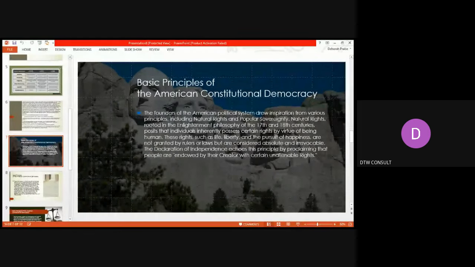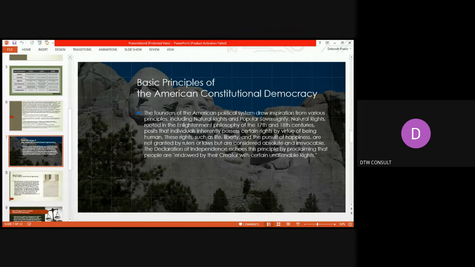These fundamental elements are important for you to understand. If you don't understand them, you won't be able to really grasp what constitutional democracy is about and why there is so much ado about it, and why it is a crucial element in the American society.